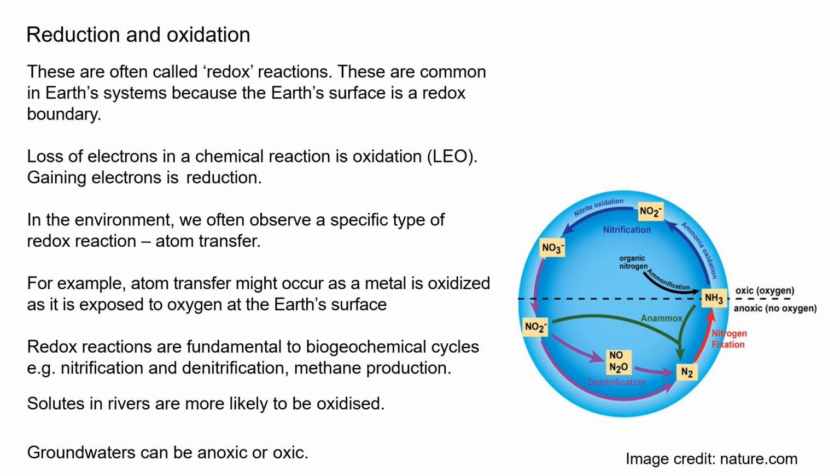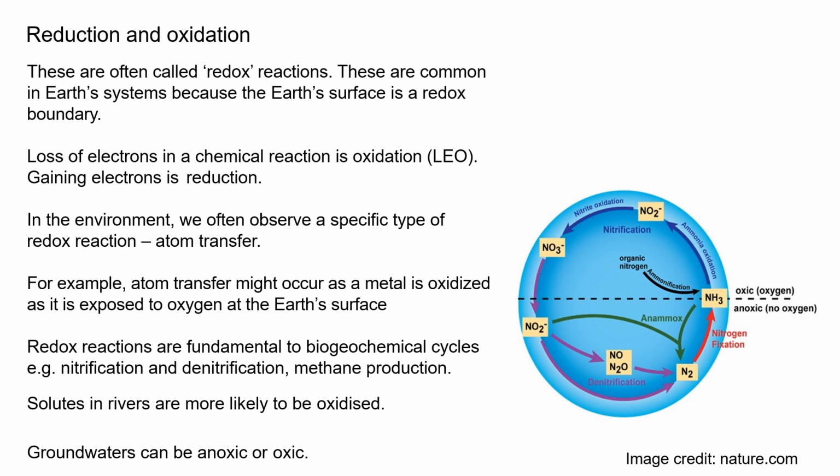And finally, I need to introduce the terms reduction and oxidation, because many of the chemical reactions that take place on the Earth's surface are those that are often called redox reactions. They involve some reduction or oxidation. And these are common in Earth systems because the Earth's surface is a redox boundary. There's oxygen in the air that we breathe, but often a lack of oxygen in the subsurface, in the groundwater, in the soils, in lake sediments.